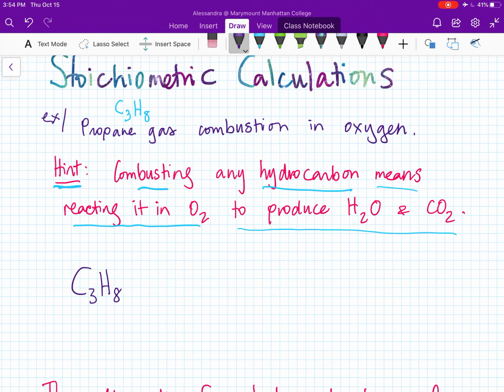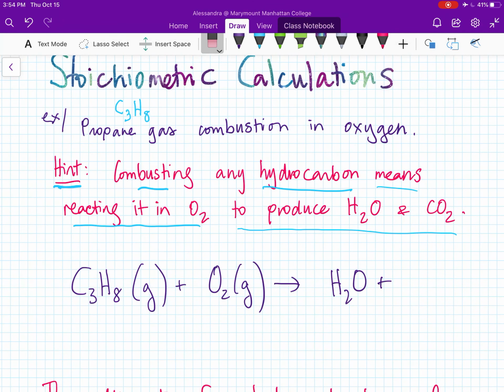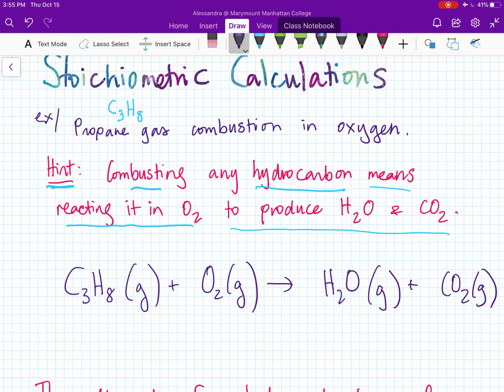So this is going to be C3H8 gas plus oxygen gas to produce H2O and CO2. Now, I wasn't told what phase the water is, but it's pretty safe to assume in a combustion reaction that whatever is coming out of your tailpipe is going to be a gas. So here, this is my unbalanced reaction for the combustion of propane. And again, whenever you combust a hydrocarbon, the products are always going to be H2O and CO2.